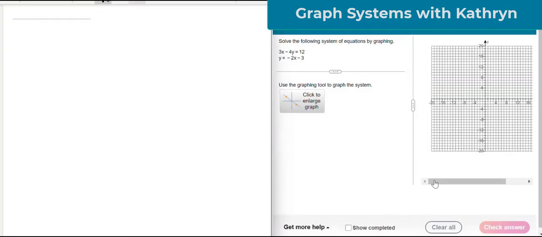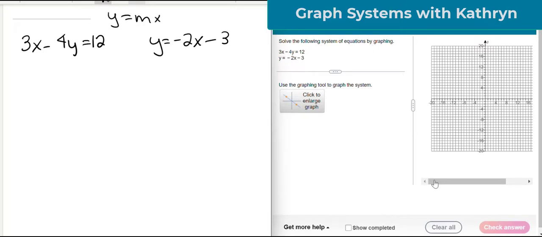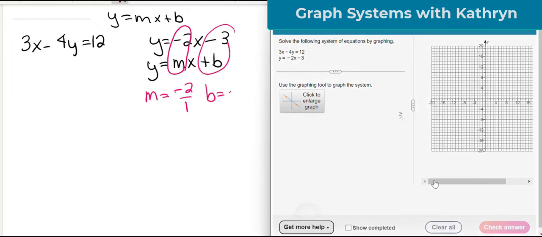Once again, it says solve the following system of equations by graphing. Let's write down our two equations. We have 3x minus 4y equals 12, and we have y equals -2x minus 3. Cool. The second one is in the form y equals mx plus b, so I'm just going to do that one right away. I'm going to circle my slope, which is -2. So m equals -2 over 1 because we need our rise over run. And then our y-intercept is -3.